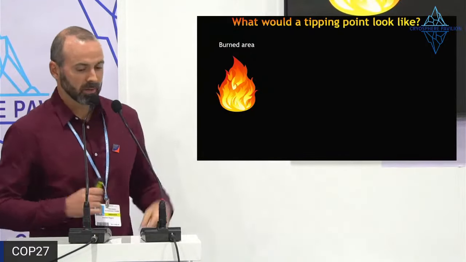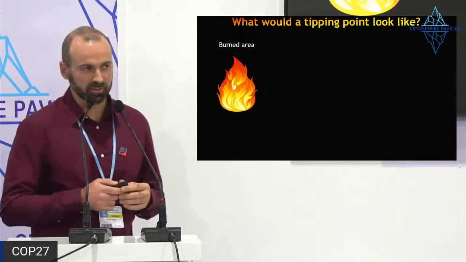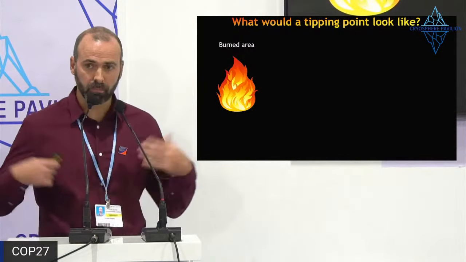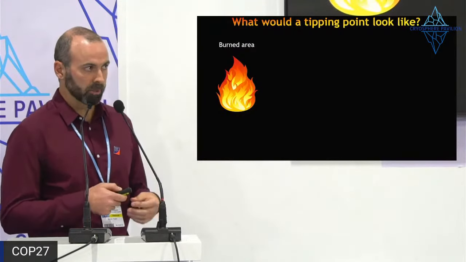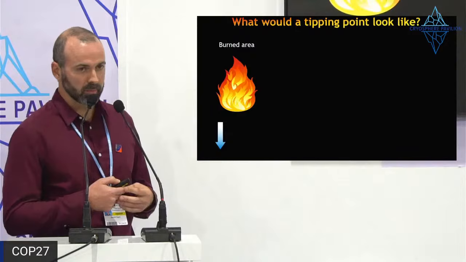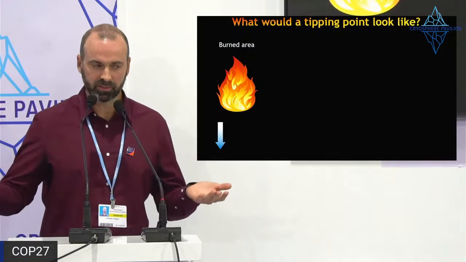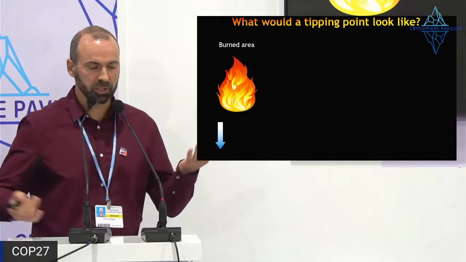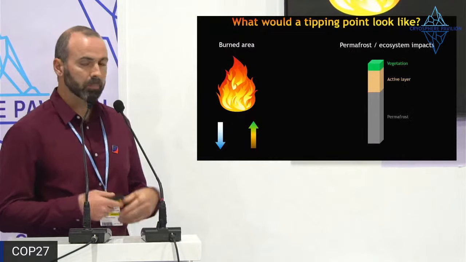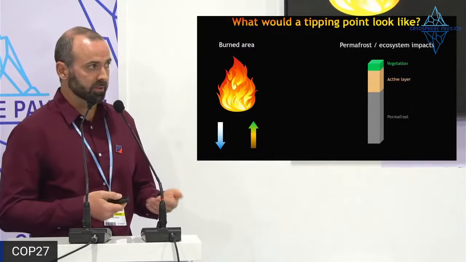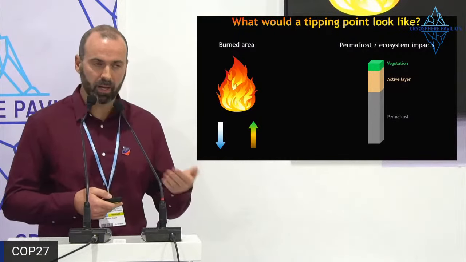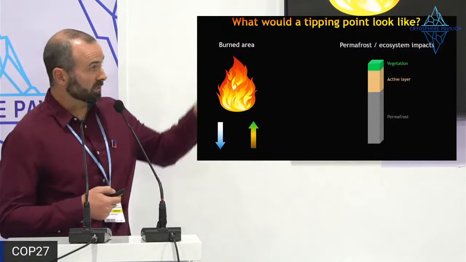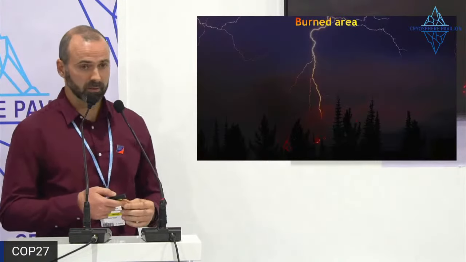Okay, here we go. When I think about tipping points in the context of wildfire, I can think about it in terms of burned area. Are we seeing more and more burned area crossing some threshold, resulting in a tipping point? Burned area is determined by both top-down controls, meteorology and climate, and bottom-up controls: ecosystems, vegetation, soils, etc. But we can also think about tipping points in terms of the fire impacts on the system, in terms of permafrost impacts and ecosystem impacts. Are we reaching potential tipping points? I'm going to start with burned area and move towards the permafrost and ecosystem impacts.